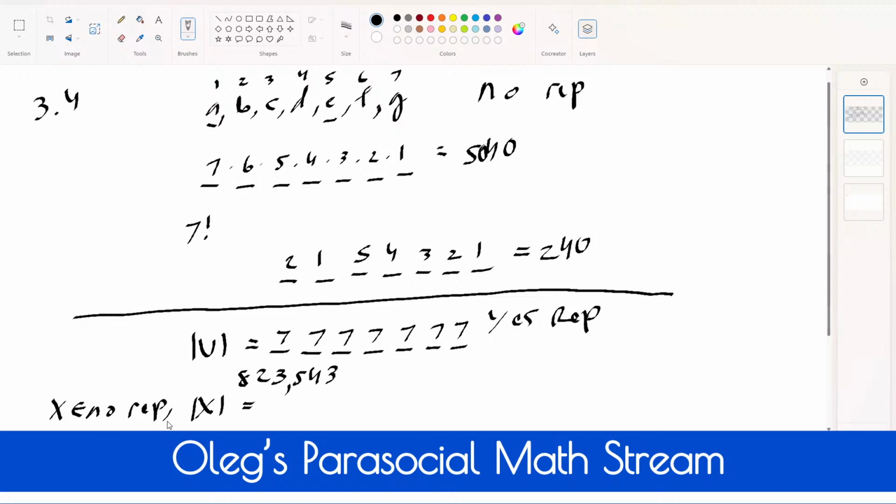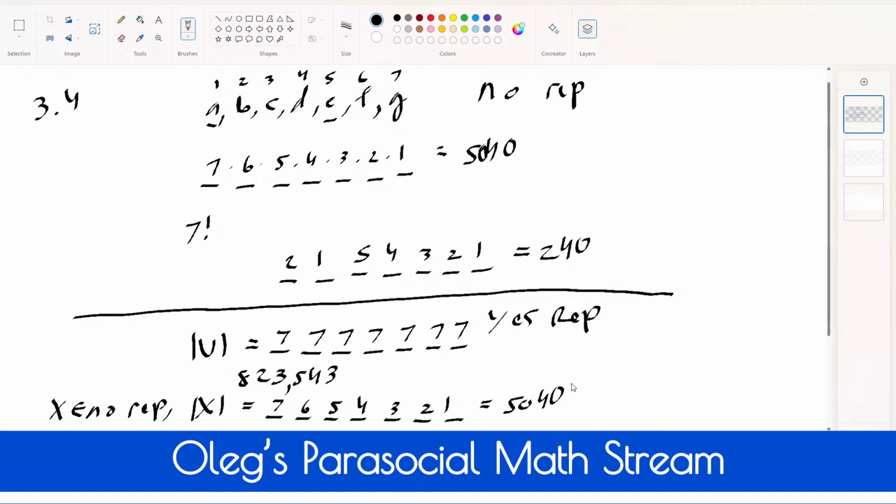Okay, so we assigned it has no repetitions. So the rule applies. 2, 3, 4, 5, 6, 7. We actually have it up here. It's 5040, right? But let's just put it down here anyway. 7, 6, 5, 4, 3, 2, 1. We already multiplied it out.